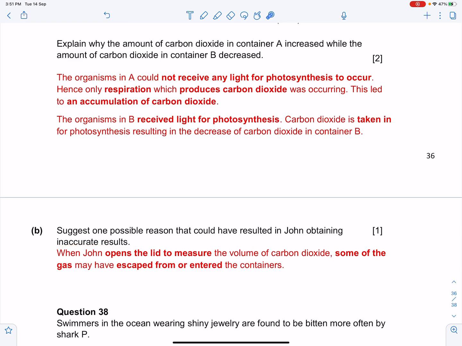Remember, the measured variable was actually the concentration of CO2. And he did this hourly. Can you imagine every single time he opens the lid, some of the carbon dioxide will escape? So it's not very accurate when you think about it. So how do you prevent that? You put in a carbon dioxide probe that can measure the concentration of carbon dioxide without opening the lid.